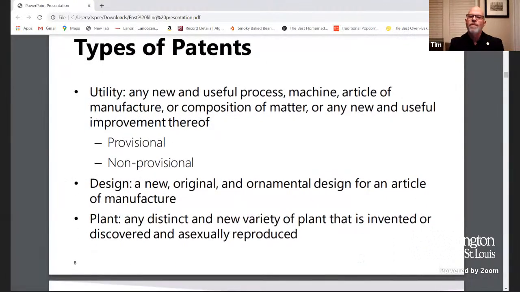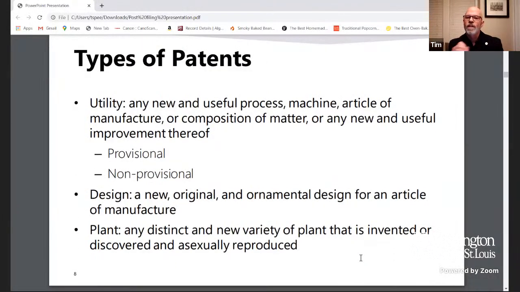So we do have several types of patents. We're going to focus here on utility patents. They're directed to basically things and methods of using things and making things: new and useful processes, machines, articles of manufacture, compositions of matter, and improvements on them.